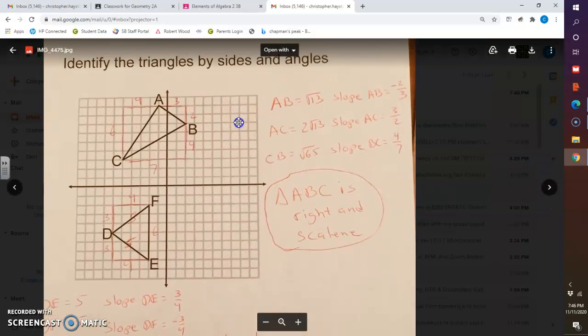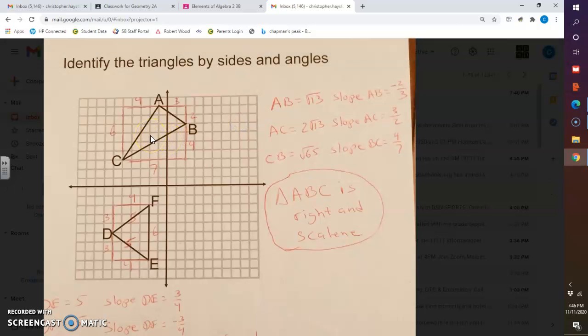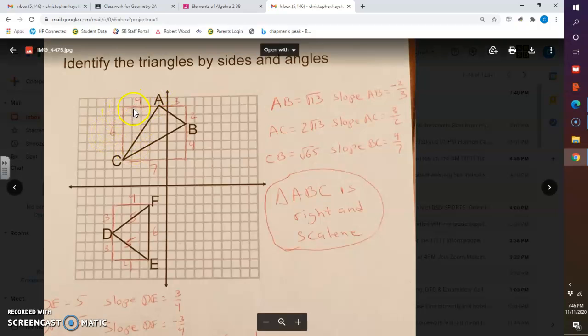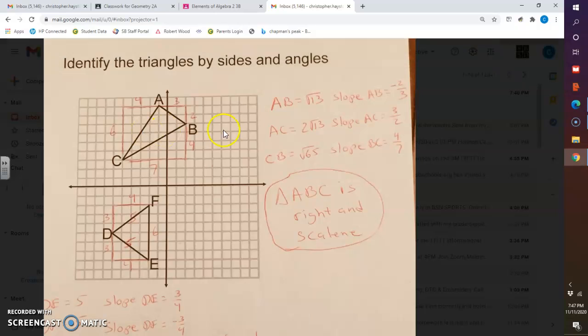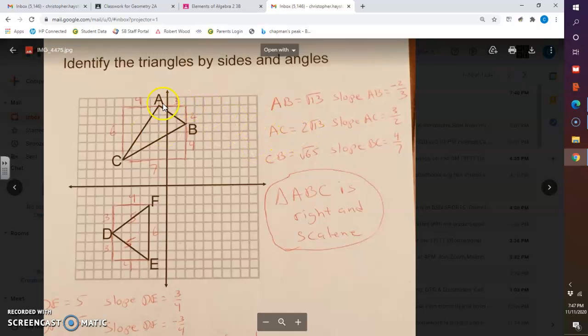Identifying triangles off the graph. I happen to use the Pythagorean theorem, but you could have used the distance formula as well. Here I go up 6 over 4. So 6 squared plus 4 squared is 52. The square root of 52 is 2 root 13. So AC is 2 root 13.